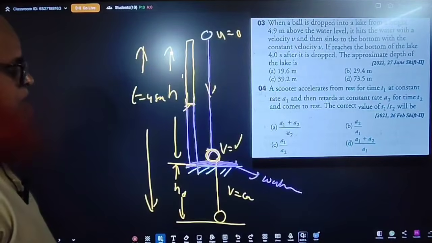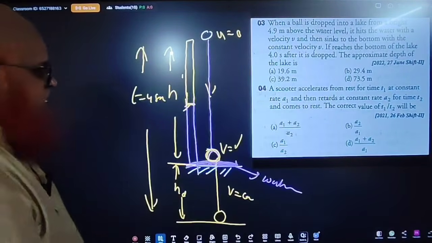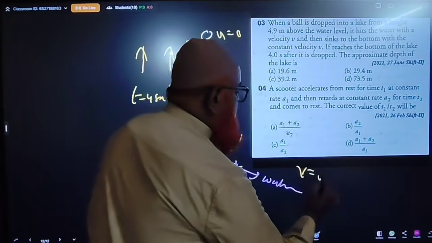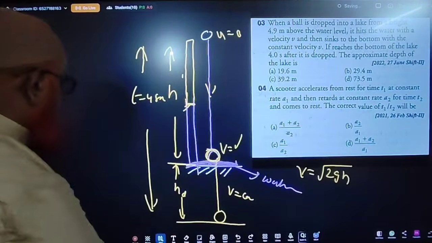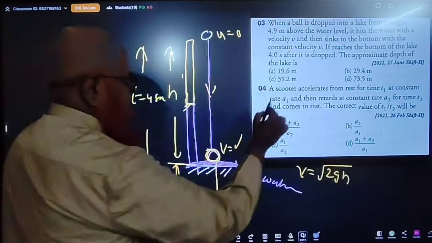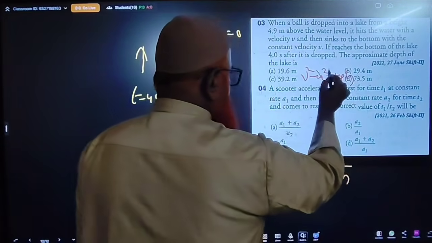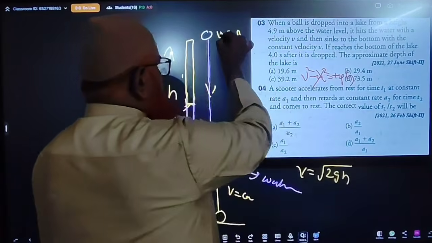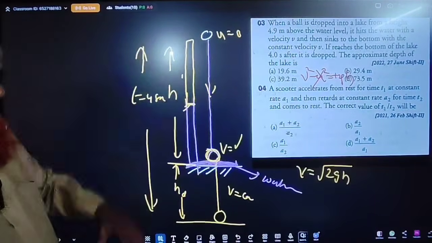Okay, now what is the final velocity? How do you find out the final velocity? See, the formula for final velocity is v is equal to square root of 2gh. I have given the derivation. The derivation was v square minus u square is equal to 2gh. U is 0, because initially when you are dropping it, it is 0. So v is equal to square root of 2gh, where h is the height.